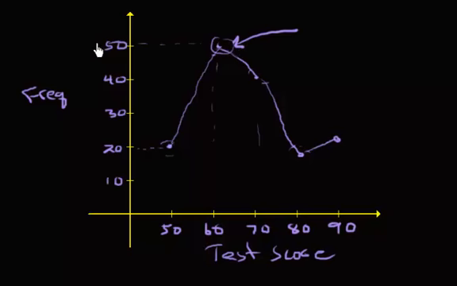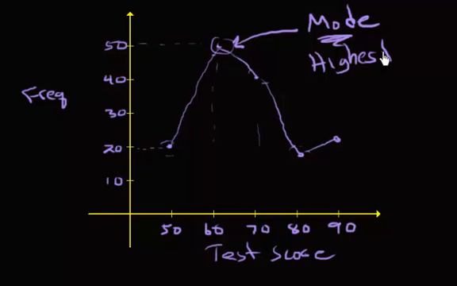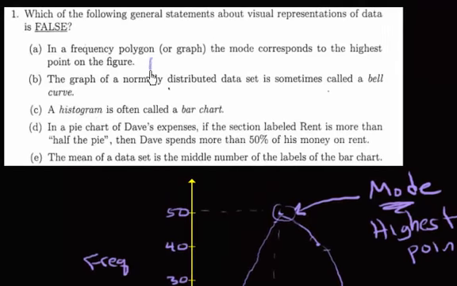Well, this all represents the frequency, and so the highest point is the one that occurred the most often, which by definition is the mode. So the mode is the highest point in a frequency distribution or a frequency polygon. So that shows A is true. Let's move on to B.